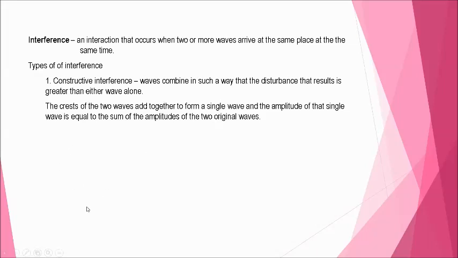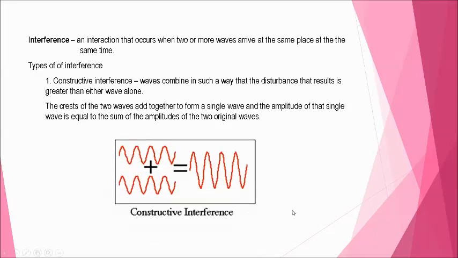So crest to crest, trough to trough, they're the ones that meet up. So it looks like this. Here, trough meets up with trough, and crest meets up with crest when they arrive at the same place at the same time. So the resulting amplitude is just the sum of the amplitudes of the individual waves. So what is the implication of that? It would result in a wave that carries a higher energy, because the amplitude is higher, right?